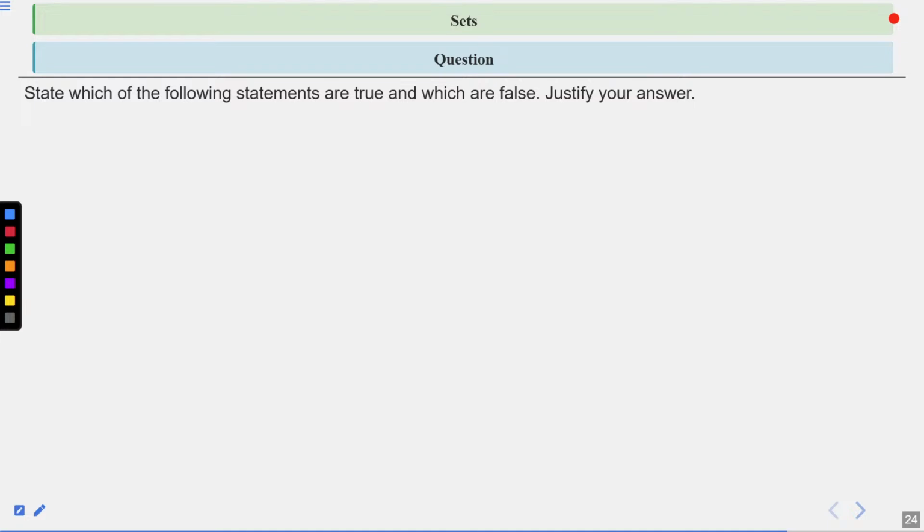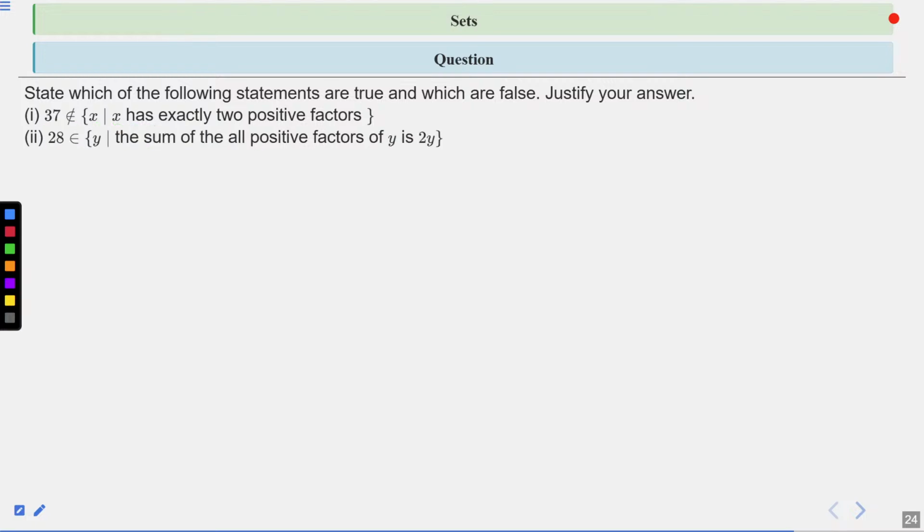Now state which of the following statements are true and false. The first statement says 37 does not belong to the set of the collection of x such that x has exactly two positive factors. Second, 28 belongs to the set, the collection of all y such that the sum of all positive factors of y is twice of y.